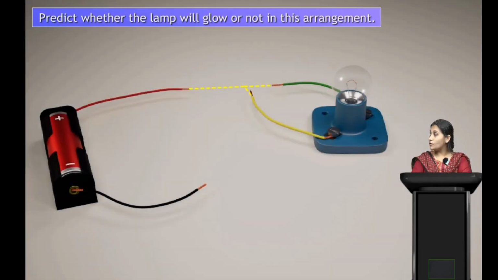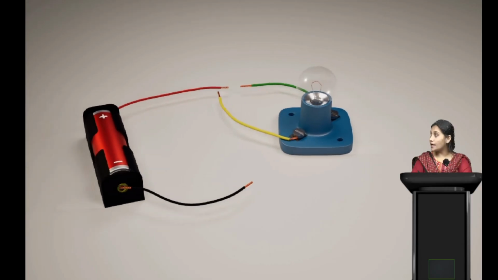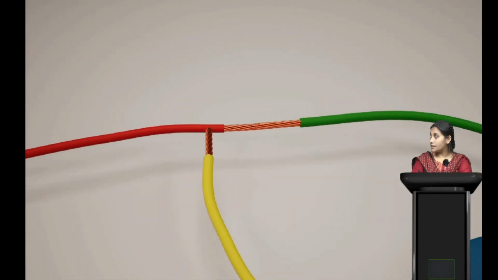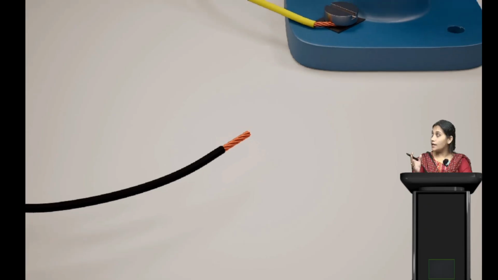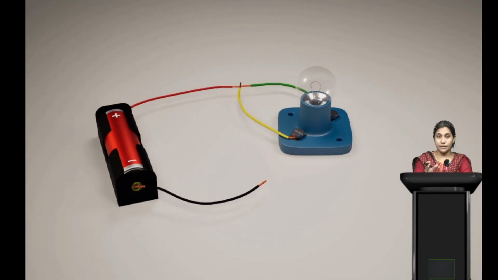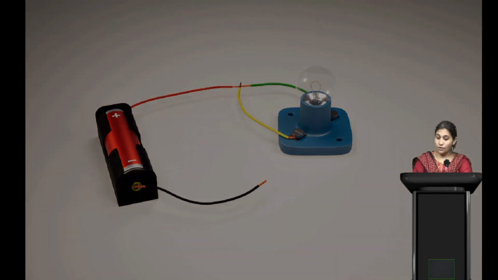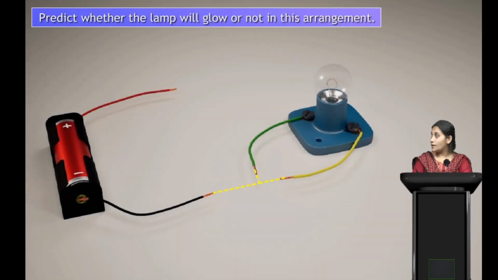See, now predict whether the bulb will glow or not in this arrangement. In this arrangement, what will we do? We will connect both the wires of the lamp to one wire of the electric cell. Means to one wire of the electric cell, we will connect both the wires of the electric lamp. Okay. In this arrangement, let's see whether the light will glow or not. See, we are connecting both the wires of the lamp to one wire of the electric cell and the other wire we leave open. See, in this arrangement also the bulb doesn't glow.